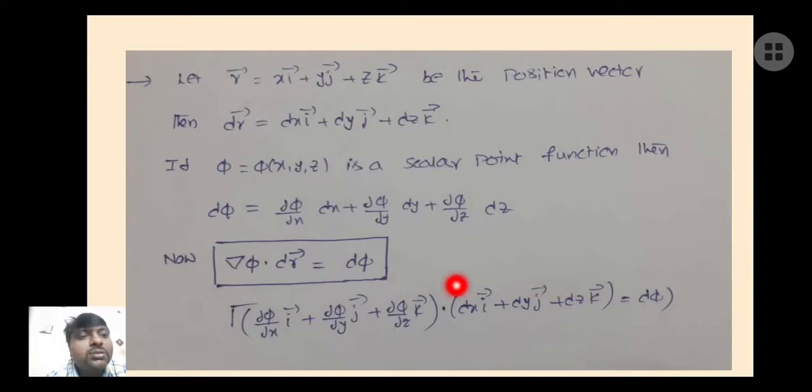I am applying the dot product between two vectors, that is nothing but the sum of products of components: dou phi by dou x into dx, dou phi by dou y into dy, and dou phi by dou z into dz, that is equal to d phi.